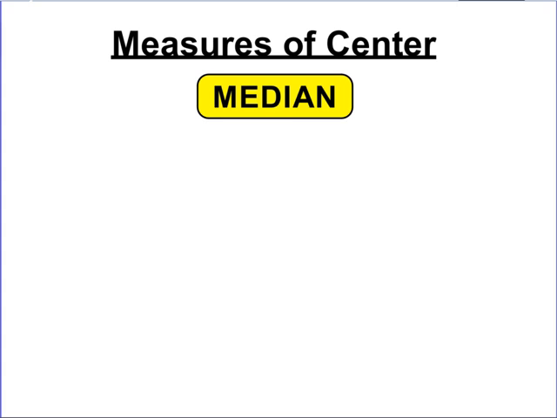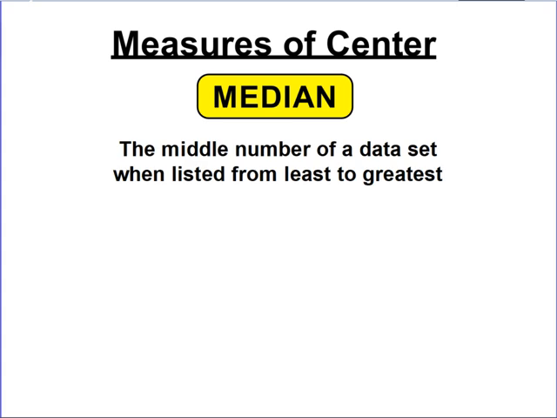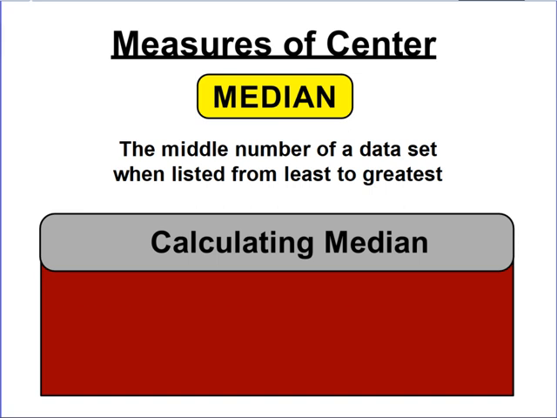All right, now let's move on to median. Median is just the number in the middle of a data set. But before you can find the one in the middle, you have to arrange them in order from least to greatest. So let's go through our steps.